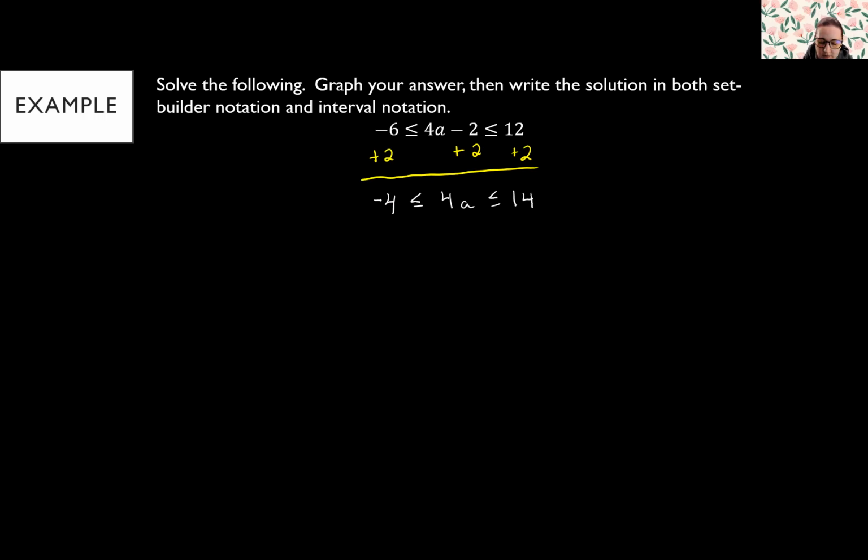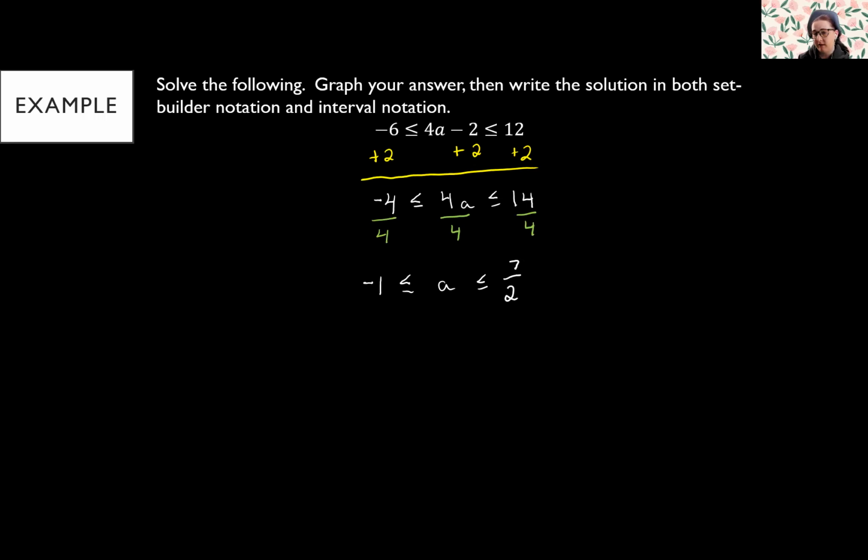Next, we want to get rid of the 4. And so we need to divide by 4. Now it's positive. So if we're dividing by positive, we don't need to change anything. So we're not touching these symbols again. So that will give you -1 is less than or equal to a, which is less than or equal to 14 divided by 4. That's going to give us a decimal. So we're going to just reduce that. And 14 over 4 reduces to 7 over 2 because I can divide the top and the bottom by 2.